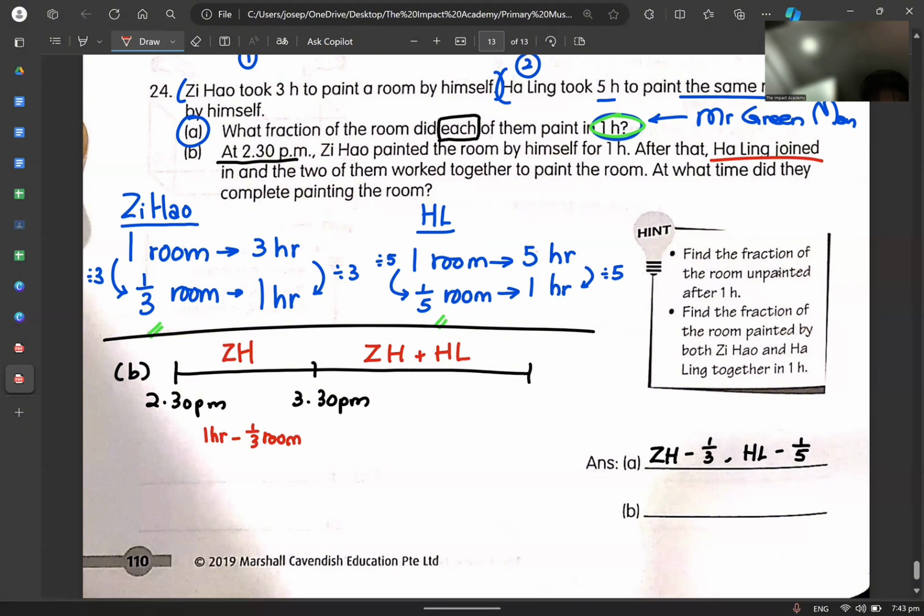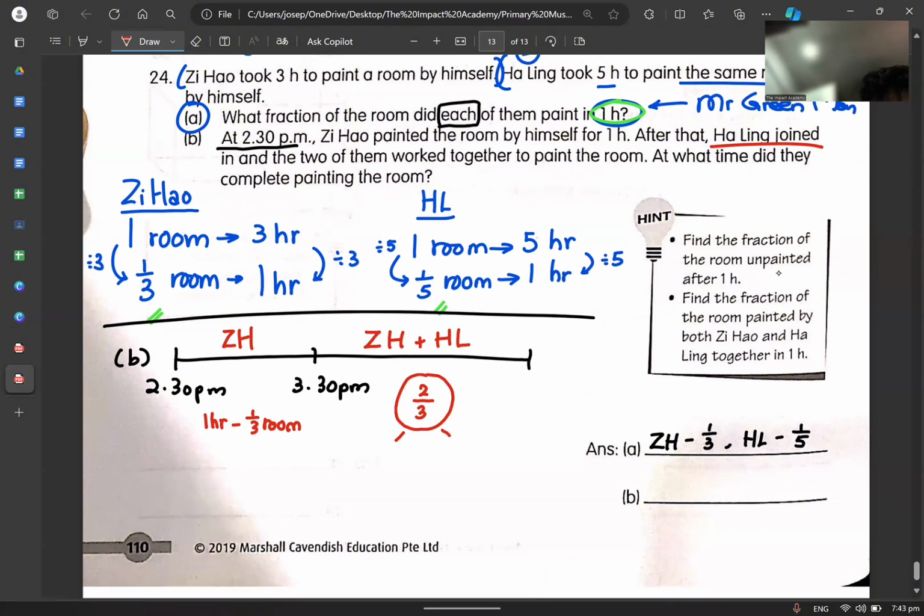Now, can you tell me how much of the room is not painted after 3:30? 2/3. Yeah, very good. So this 2/3 of the room is basically what they both need to contribute. Am I making sense? And remember just now. Can I continue? So this 2/3 of the room is basically what they both have to contribute. Am I making sense?